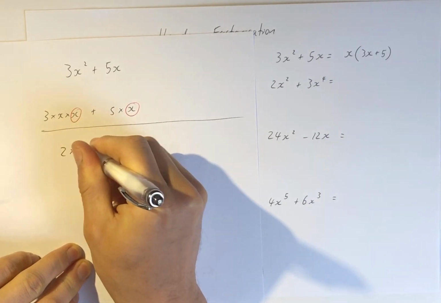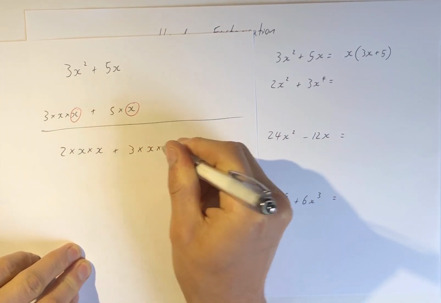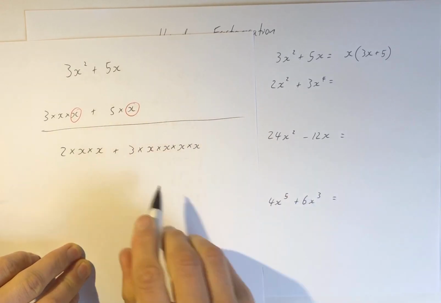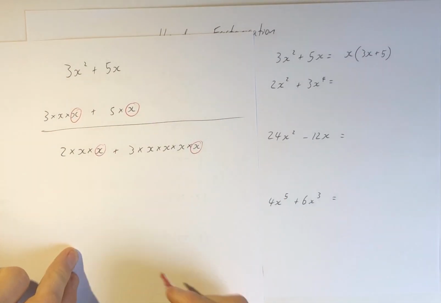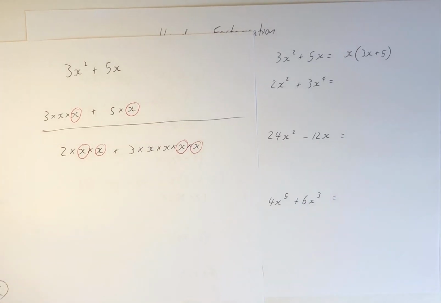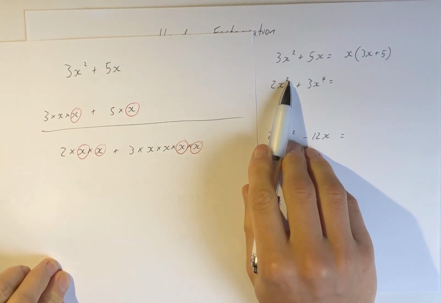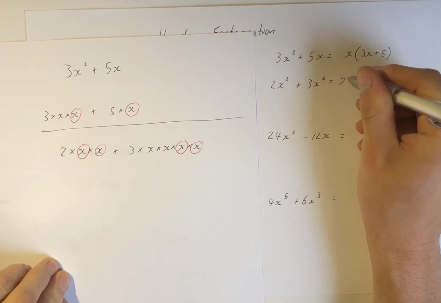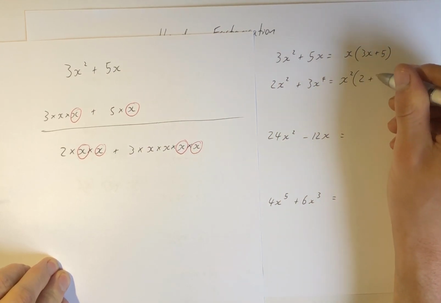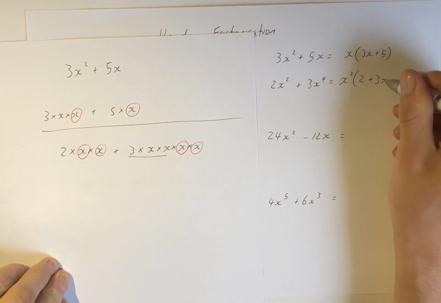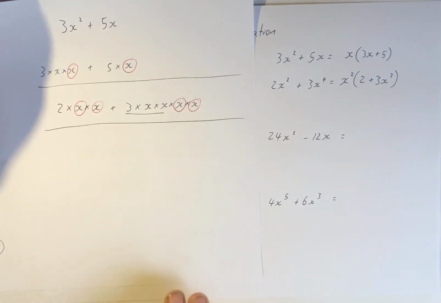What about this one? Well, I've got 2 times x plus, and it's a long one, 3 times x times x times x times x. That's x to the power of 4. So the common factor is x and x. Oh, and I've got another x and another x. So what I'm going to be taking out of both of these is x squared. See how I'm just taking out the lowest power? So a wee trick for you. So I'm going to take out the lowest power, x squared, and I'm left with 2 plus 3x squared. Awesome.